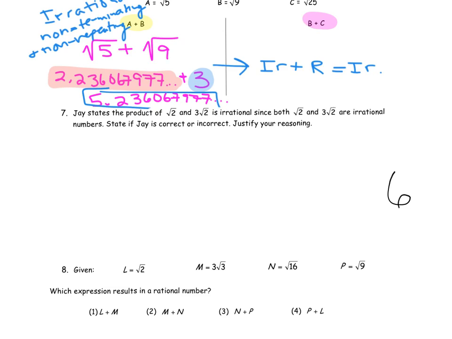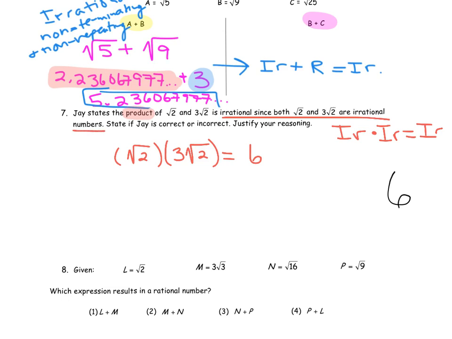Is the product, we have to remember the word product means to multiply. So when I multiply radical 2 times 3 radical 2, well, let's see what we get. I'm going to type that directly into the calculator. I end up getting 6. So is it necessarily true that an irrational number times an irrational number is irrational? That's what this is saying right here. Is that true? Because our answer was 6.